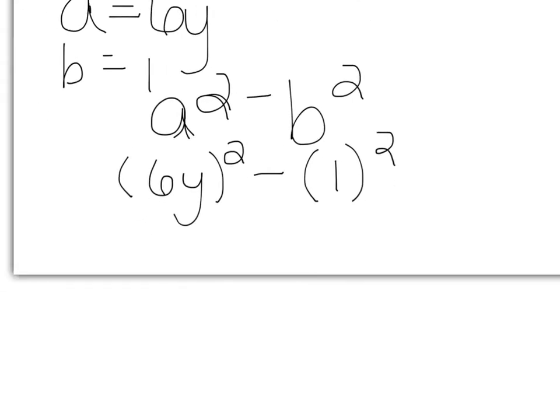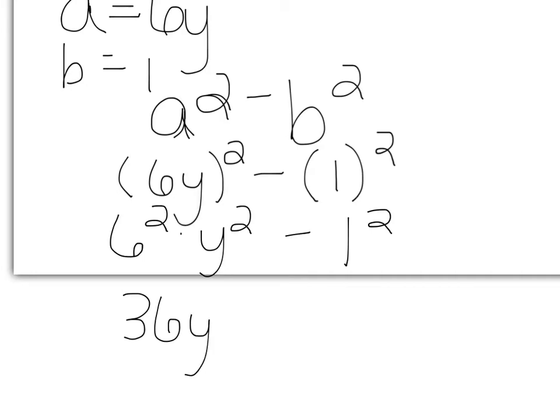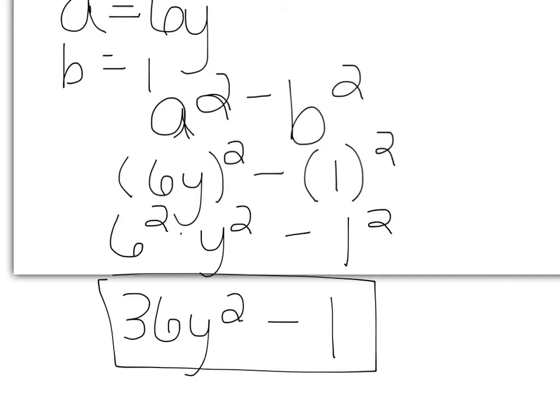Let me scoot this up a little. So 6y squared is 6 squared times y squared minus 1 squared. 6 squared is 36. Y squared is just y squared minus 1. So it's just 36y squared minus 1.